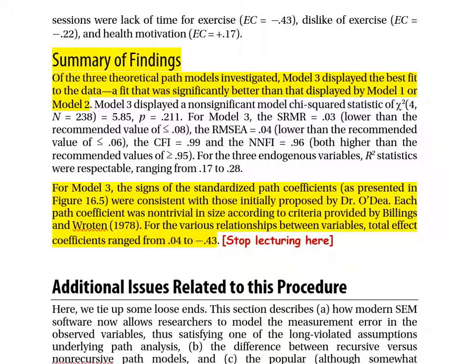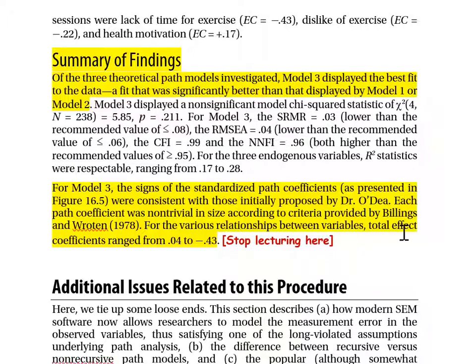For Model 3, the signs of the standardized path coefficients, as presented in Figure 16.5, were consistent with those initially proposed by Dr. O'Day. Each path coefficient was non-trivial in size, according to the criteria provided by Billings and Roten. For various relationships between variables, total effect coefficients range from 0.04 to negative 0.43.